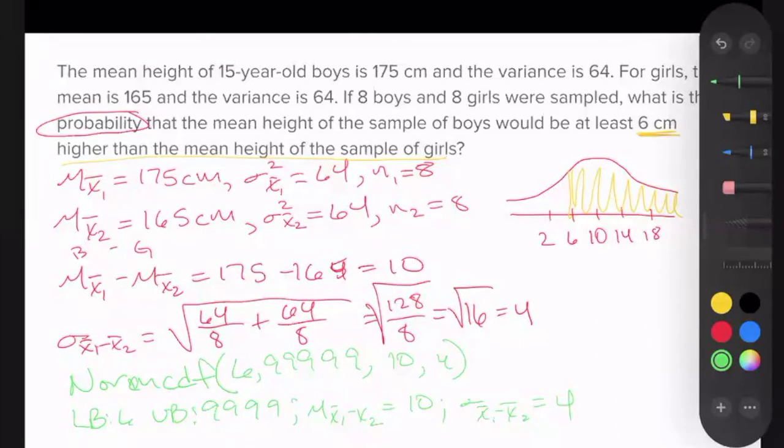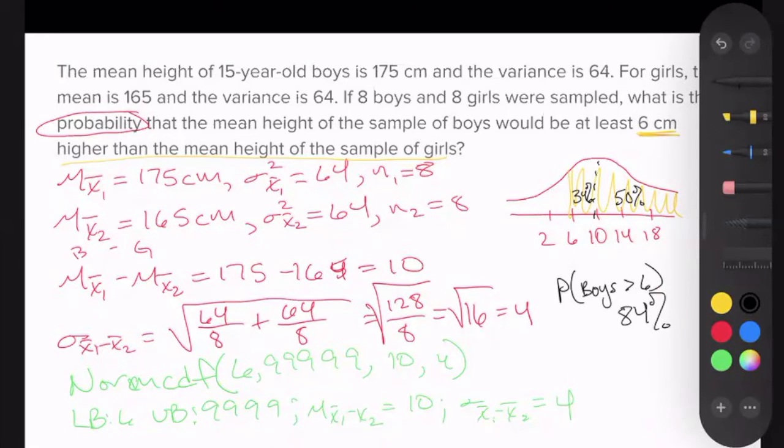Now, looking at this, guys, I don't really have to go to the calculator, because if I know my empirical rules, then I really can just add my empirical values. Thinking about what that means in this case, here is my 50%, right? One standard deviation to the left is 34%. So I can say the probability of the boys being more than 6 centimeters taller than the girls is about 84%.